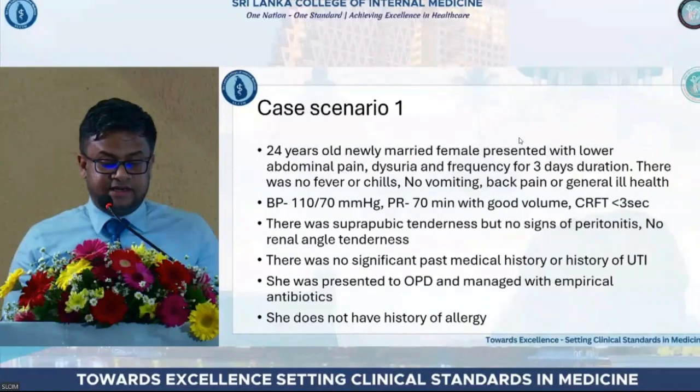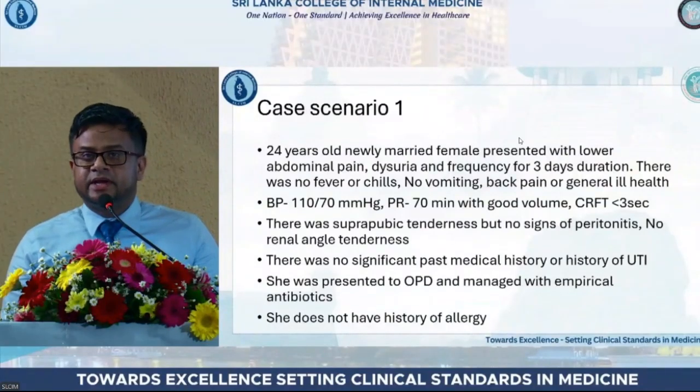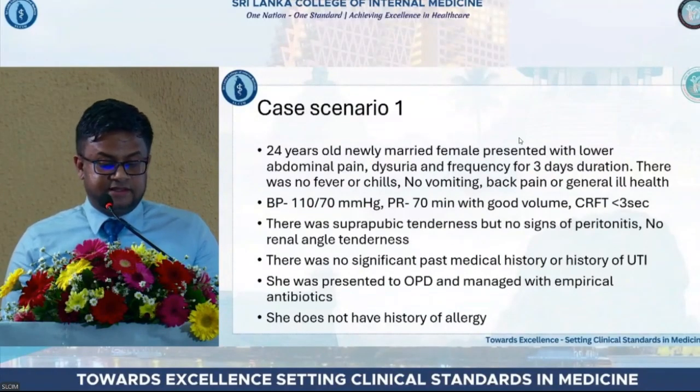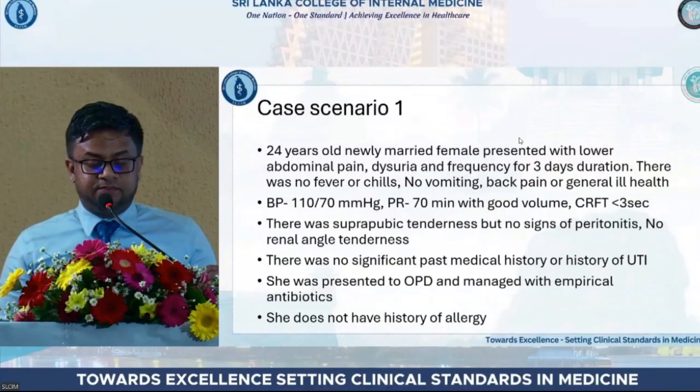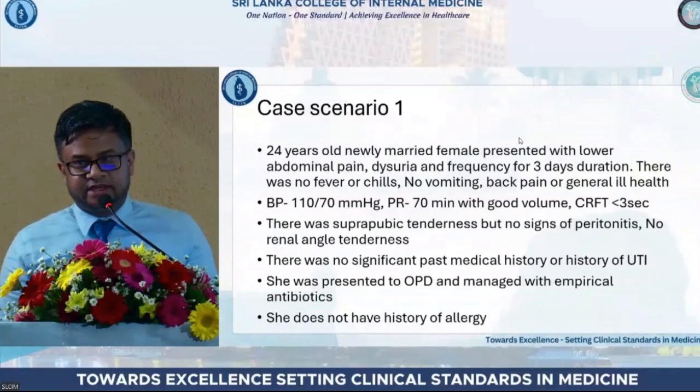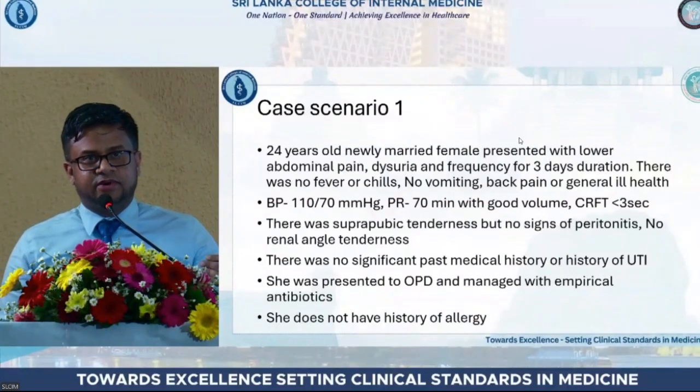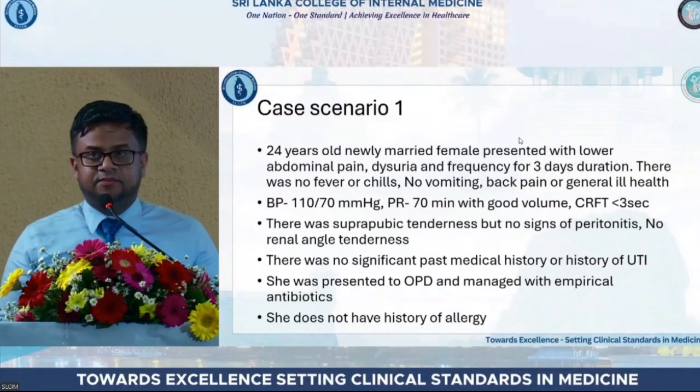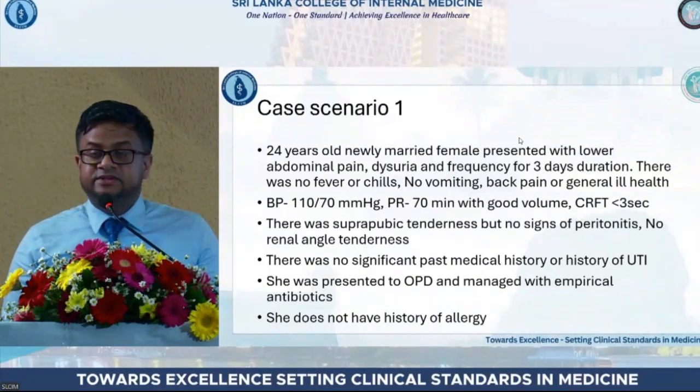Blood pressure was 110/70, so the patient was hemodynamically stable. There was no suprapubic tenderness. There were no signs of peritonitis, and the patient does not have any past medical history or previous history of UTI. So remember to ask those things as Lakmal mentioned. She presented to the OPD and was managed with empirical antibiotics.